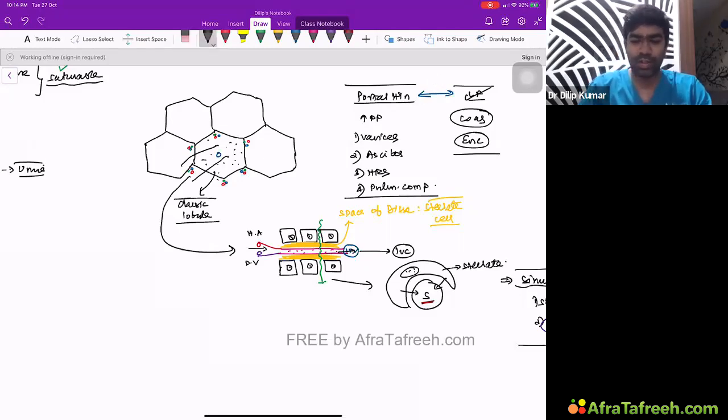Because whenever you're a final year or maybe even a postgraduate level, it's a common notion to get misunderstood that portal hypertension is equal to liver failure. It's not the case. It's completely different.